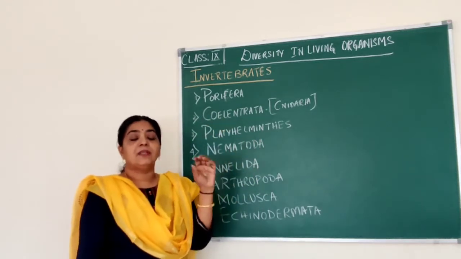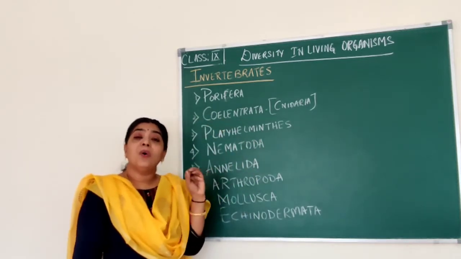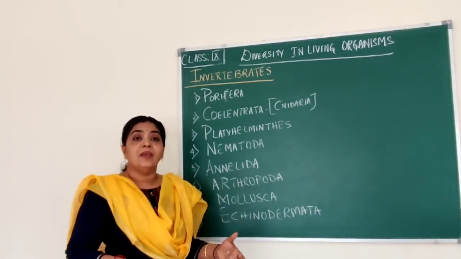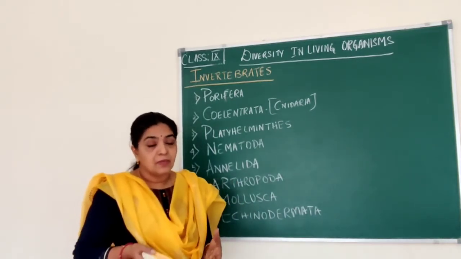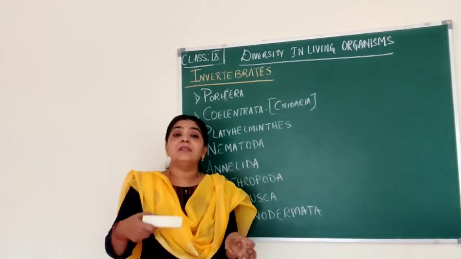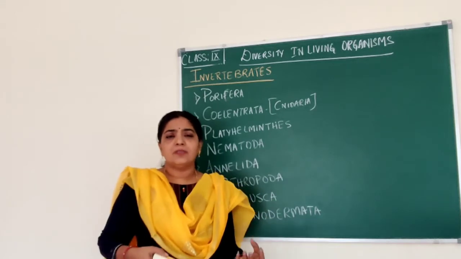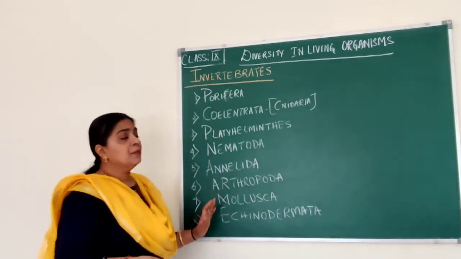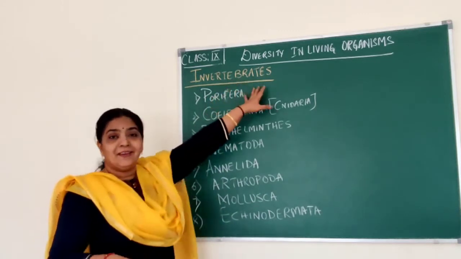So first we see whether it is a tissue grade organism or organ system grade organism. And how is their body? Do they show bilateral symmetry or radial symmetry? Do they have organs for digestion or respiration or excretion? All those things we'll be learning here. So now let us learn about the invertebrates.